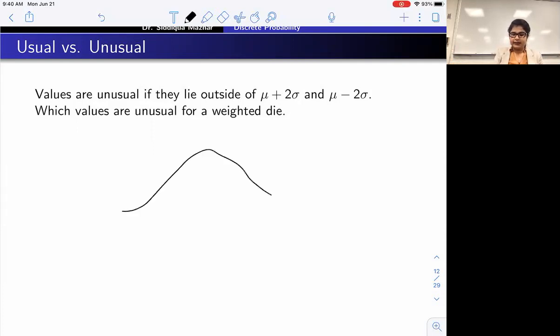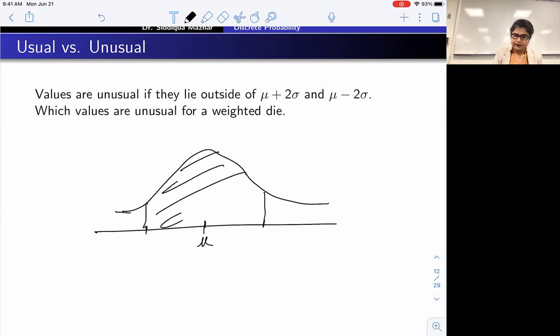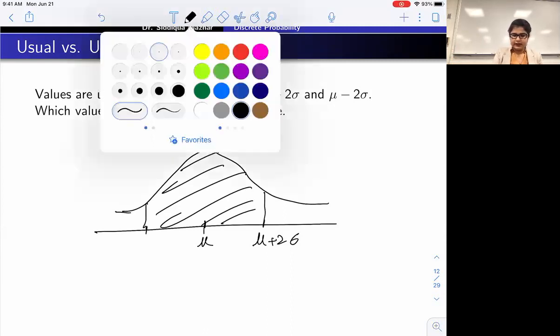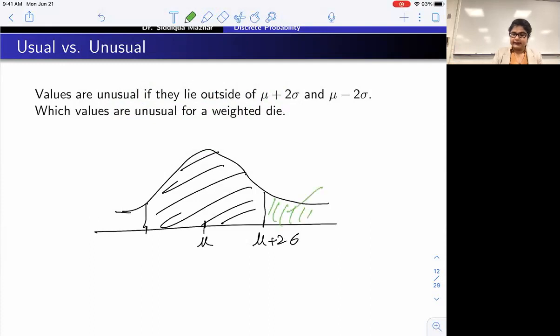For instance, in the normal distribution or bell-shaped curve, the center is our mean. If you take 2 standard deviations away from the mean, this covers these data values. So any value greater than mu plus 2 standard deviations, in this region, is an unusual value. Any value in this section, less than minus 2 z-score or greater than plus 2 z-score, is an unusual value.